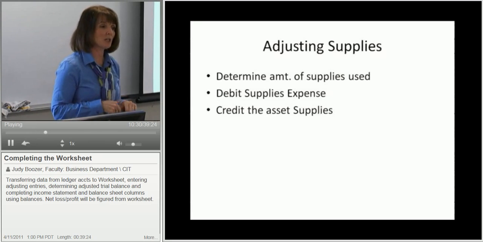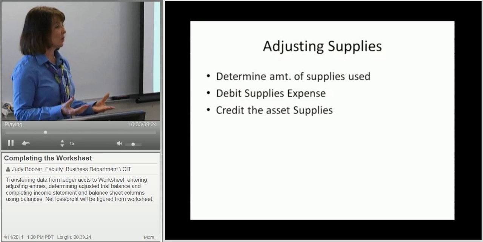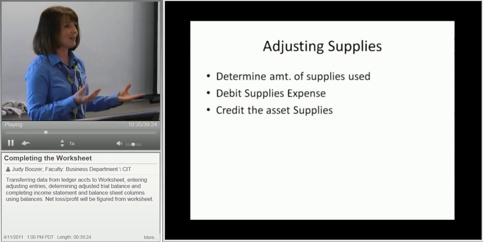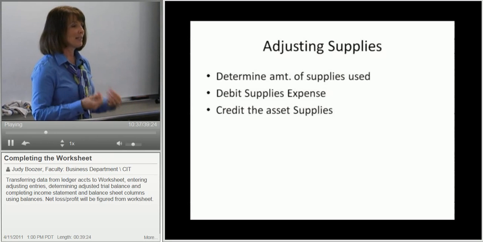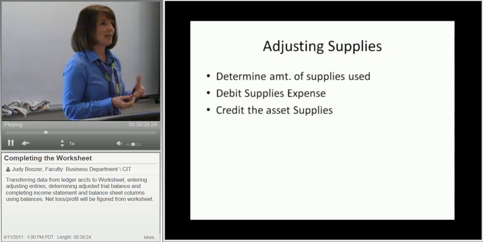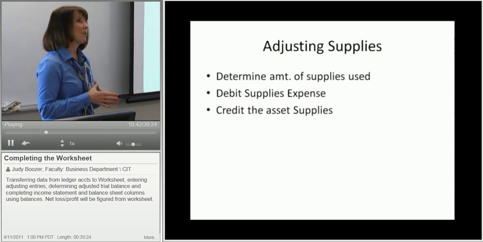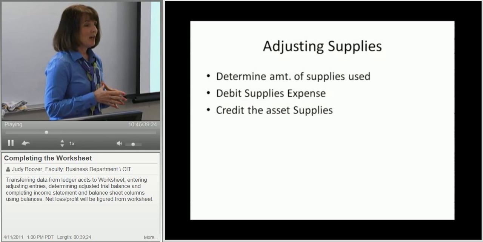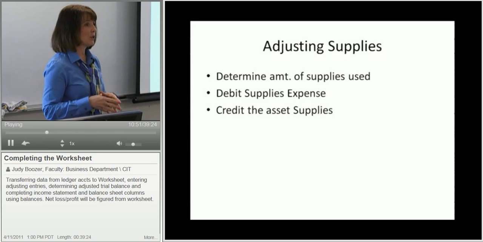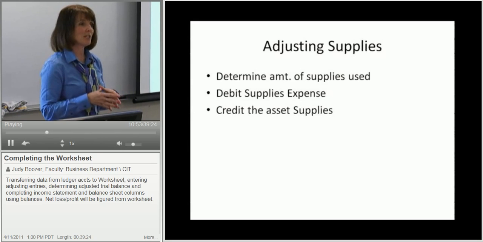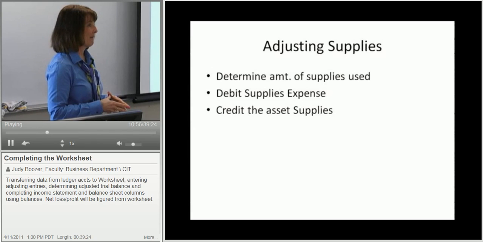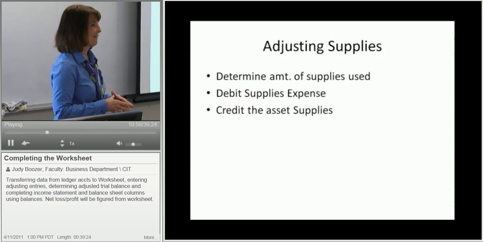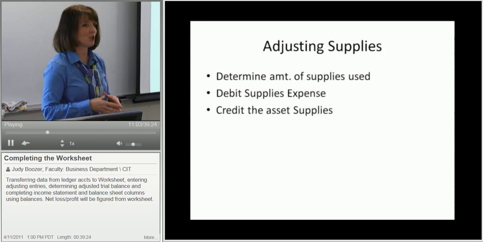A couple warnings regarding this. This information will always be presented to you in a different format. For example, they may give you this type of information. Supplies started with $2,000 value. Inventory shows that $500 was used. What would be the adjusting with that information? How much would you expense out based on the information I just gave you?